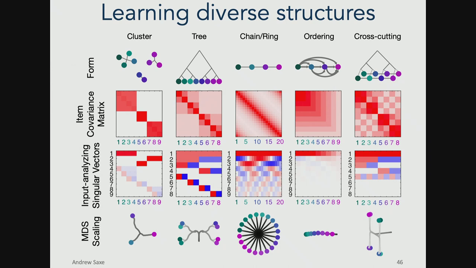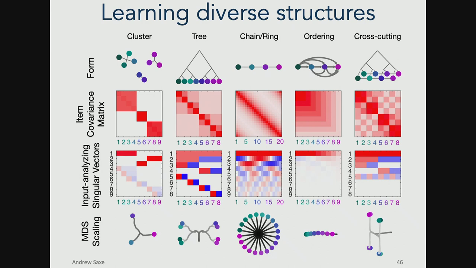So here in the top row, I have the generative model that I've drawn from. These are Gaussian Markov random fields. And then in the next row, I've shown the resulting covariance structure and the differences between different input examples. So in the clustering case, you can see they have this block diagonal structure. And then you can get the resulting singular vectors, which is how the neural network will organize its internal representation and learn about these things.